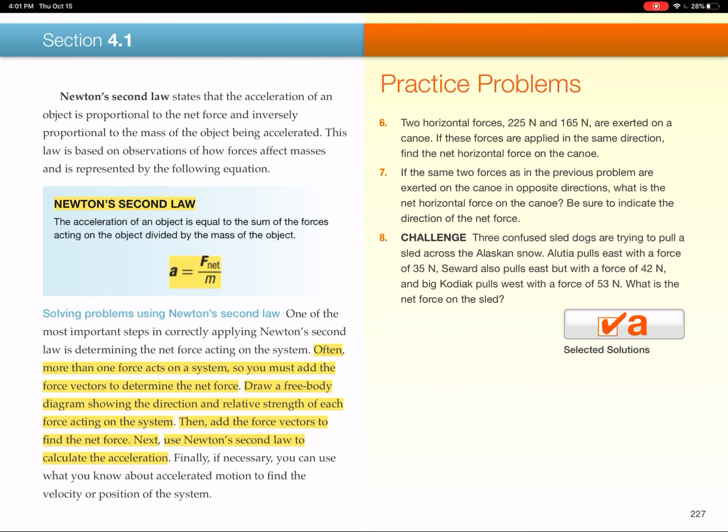So to solve problems with Newton's second law, there are several steps. First off, we may have more than one force acting on the system, so you have to add all the force vectors together to determine the net force. Draw the free body diagram that we just talked about, get the direction and magnitude of each force acting on the system, add the force vectors to find the net force, and then use Newton's second law to calculate the acceleration.